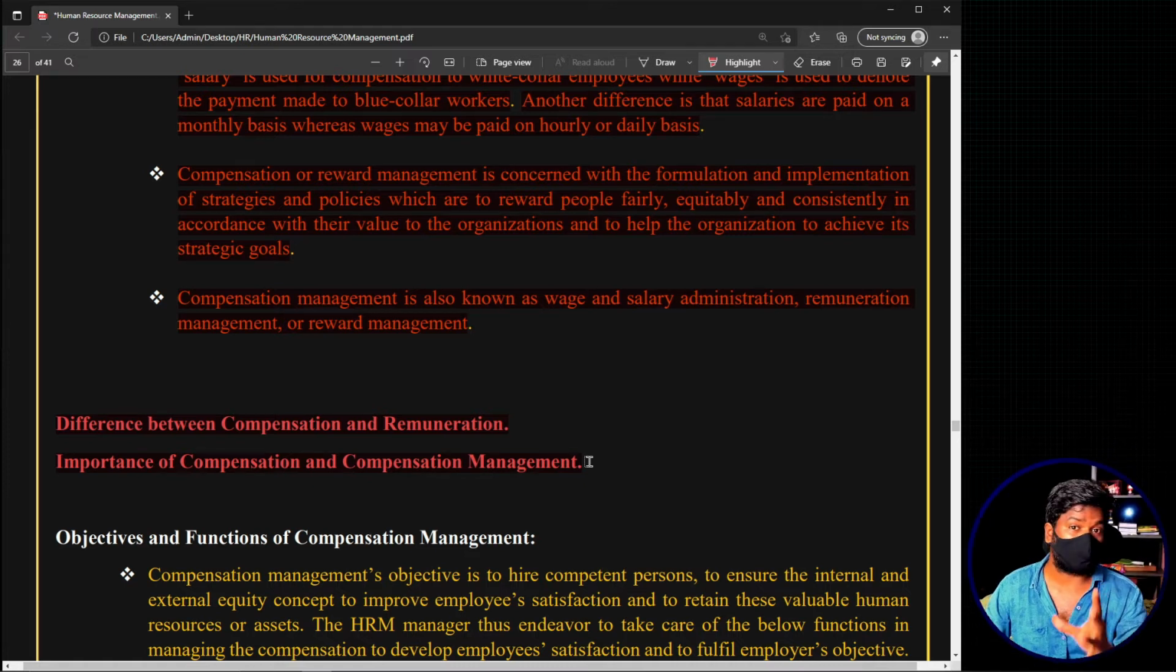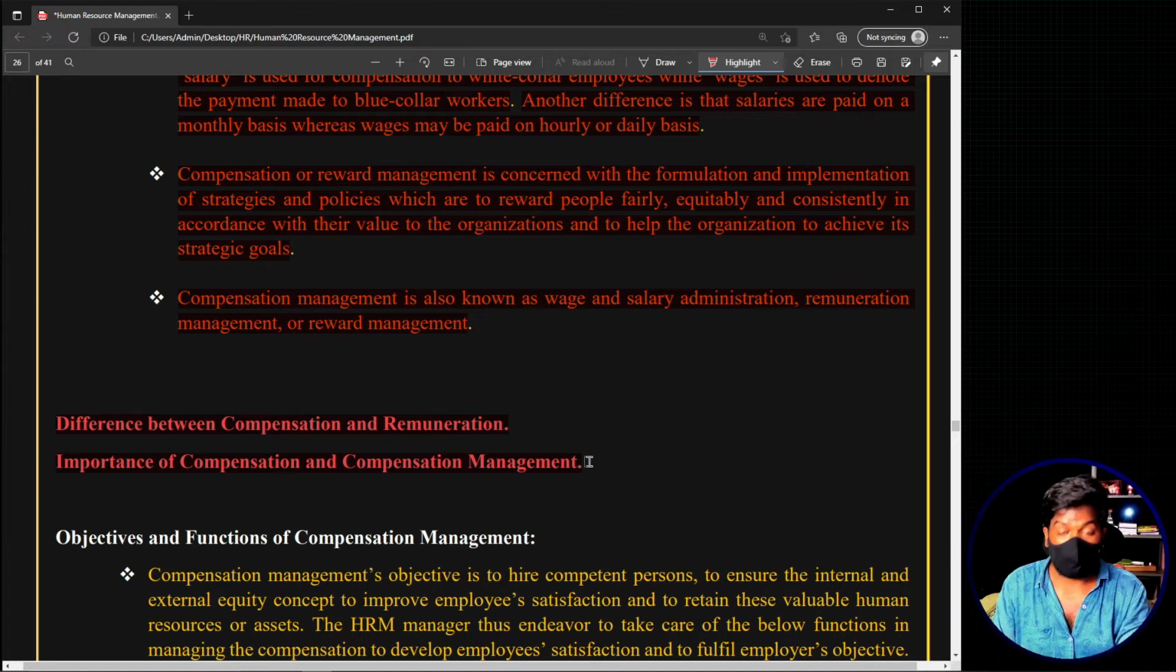We are not going to talk about that, but what I'm trying to say is that a balance should be maintained between the organization's givings and the employees' takings. In order to maintain that balance, we need this concept called compensation management. That is the primary importance. There are many more reasons why we need to learn this concept of compensation management, which we will learn in later topics. But as of now, this is the major importance of compensation and compensation management in organizations.